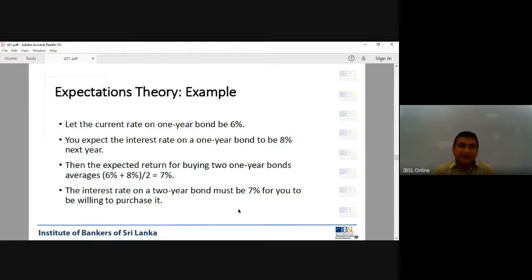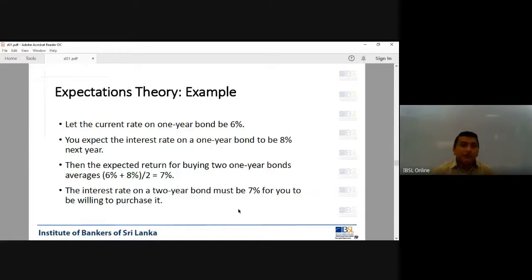In a very simple sense, the long-term interest rates are nothing but the average of short-term interest rates that occur during the lifetime of the long-term interest rate that you are looking at. So that is, very simply, the expectations theory.